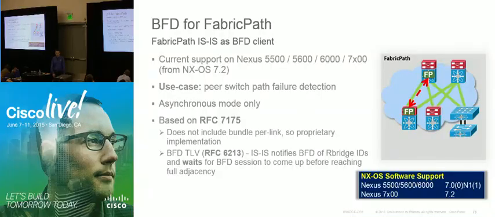Okay? So if we have two FabricPath switches, and if I have, for example, an optical system in between, I can detect that unidirectional failure faster. It's already shipping on the 5K, 6K. It's about to come on the 7K, 7700 in NX-OS 7.2. If you're lucky this week, maybe next week. Okay.